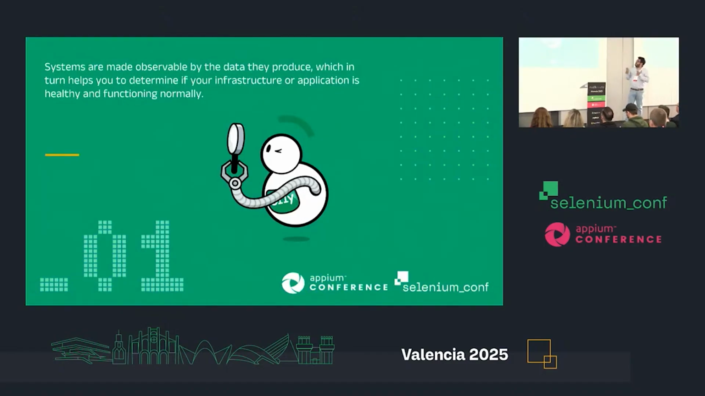Systems are observable by the data they produce, we say here. In turn, this helps us determine if our infrastructure is actually healthy and functioning normally. It's a process that makes our system's internal state more transparent to our teams. There is a big difference between observability and monitoring. Anyone? What is monitoring, and what is one difference that you may think we have? Not from Greece. I don't accept answers from here.